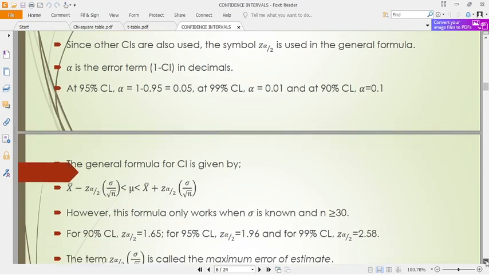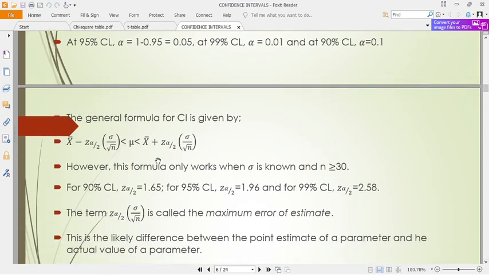So this is the general formula for confidence interval. Instead of the 1.96, the Z value for 95% confidence level, we now use Z alpha over 2. However, this only works when the standard deviation is known, and also when the sample size is greater than or equal to 30. Otherwise, if it is less than 30, we shall have to use a different test.